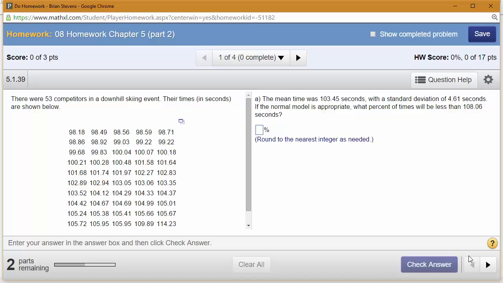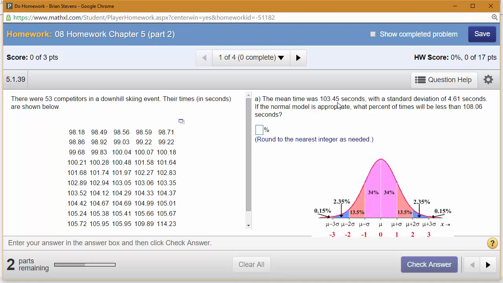In this first problem, we're looking at times and they've been put in order for us. The mean time was 103.45 and it has a standard deviation of 4.61. Now, if you'll notice, 108.06 is exactly one standard deviation above, and that's key to this problem. So 108.06 is one standard deviation above the mean, which means it has a z-score of 1.